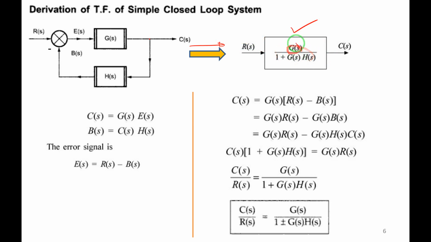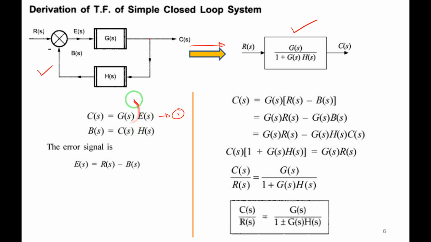The single block has the transfer function G of S divided by 1 plus G of S into H of S. The input is R of S and output is C of S. But how to obtain this? How to derive the transfer function of the simple closed loop system? We will see one by one. First, C of S. Just observe here. C of S is nothing but the error signal E of S into G of S. That is written here, G of S into E of S. Call this equation 1.